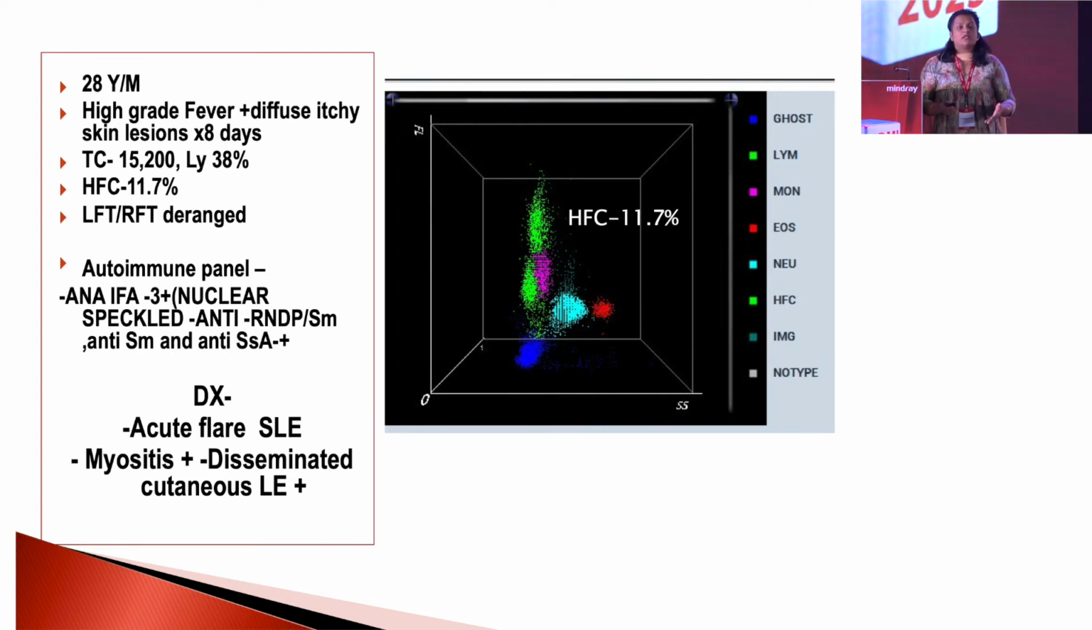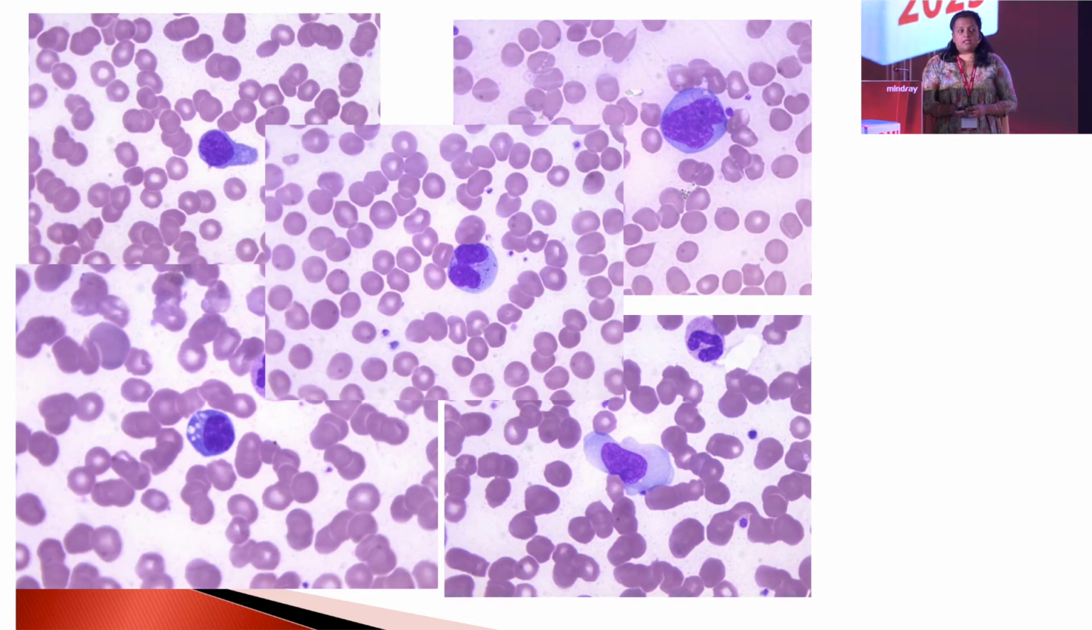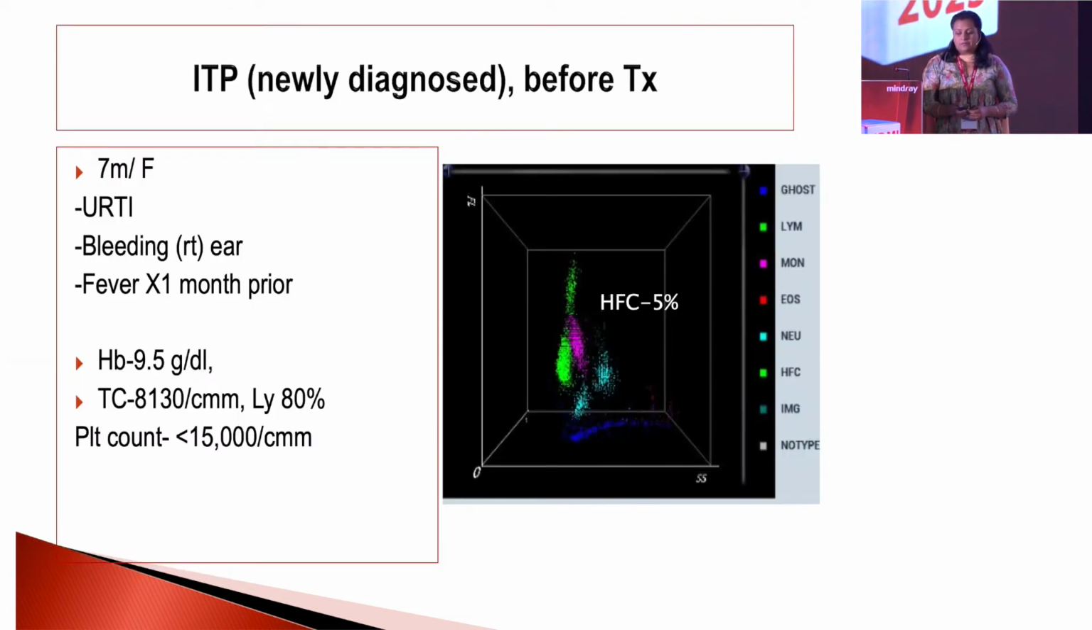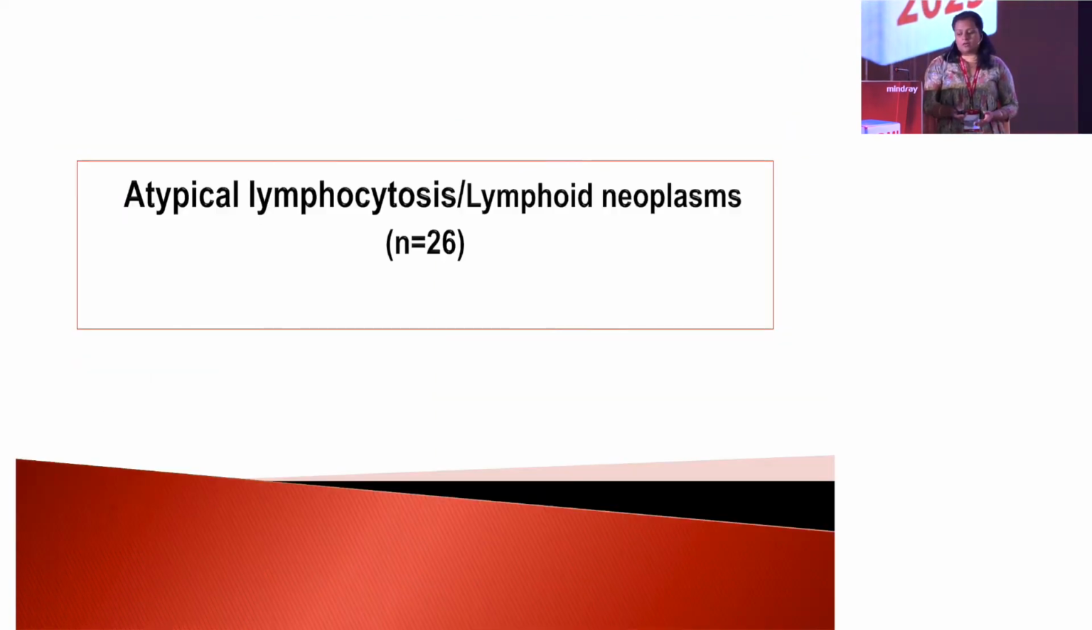Meanwhile, over the course of the next 2 days, this patient developed skin lesions which were quite diffuse and erythematous, and they had a query of SLE, which is actually quite rare in males, and they worked up with an autoimmune profile which showed a pan-reactive panel. So the diagnosis was acute flare of SLE with myositis. And here we got a high HFLC count. And in a newly diagnosed ITP before treatment started, we also see the same pattern with a high HFLC count.